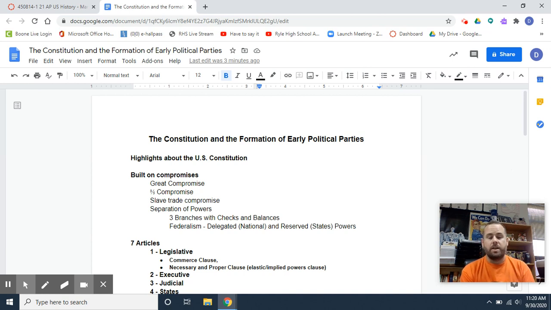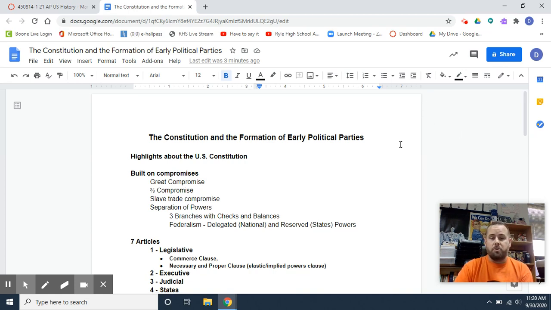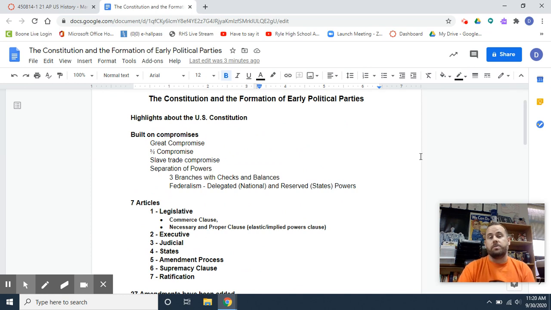But I'm just going to try to give you a crash course and really hit the highlights of the U.S. Constitution and early political parties. First thing to know about our Constitution: the Constitutional Convention was in 1787, and it's going to be put together that summer, sent out, ratified, approved, and put into effect by 1789.